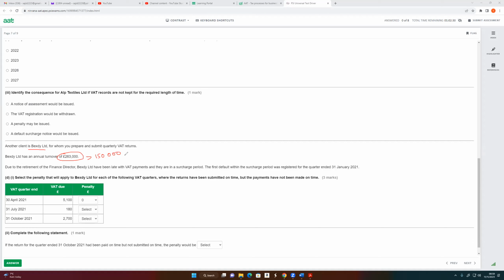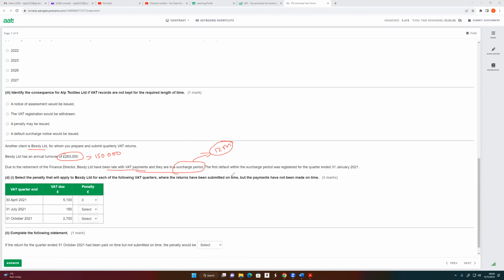Due to the retirement of the finance director, B Limited has been late with the VAT payment. Remember that paying late or submitting the return late is the same thing. Both will give us the surcharge liability and the penalty. They are in a surcharge period. So they are already late and already in a surcharge period, and the surcharge period is for 12 months. We don't know when it started, but we know it is for 12 months.